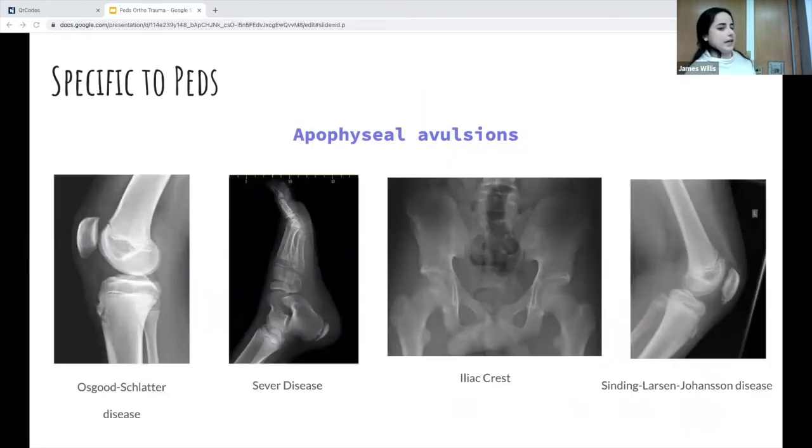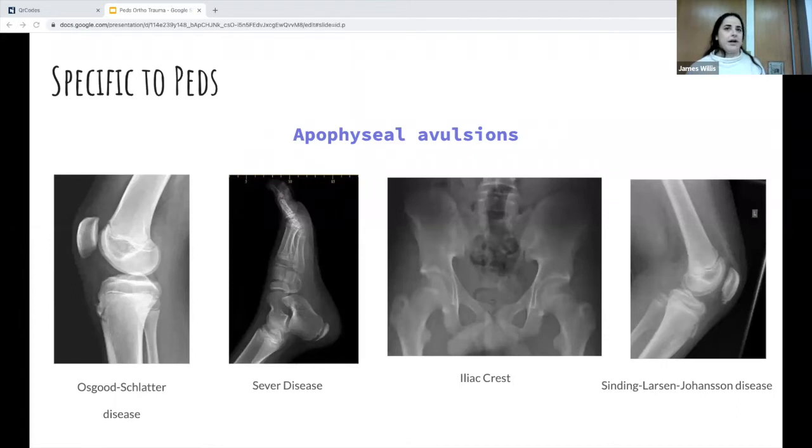So these are some of the apophyseal avulsions. These are not true fractures. These are mostly overuse injuries. They're also seen mostly in adolescent patients. So these are your sport kids who are playing soccer, baseball, gymnastics, or running. Examples are Osgood-Schlatter disease, which is at the tibial tuberosity, and Sever's disease, which is at the calcaneus. On the pelvis, I don't know if you guys can see it, it's at the iliac crest, right here, super small.